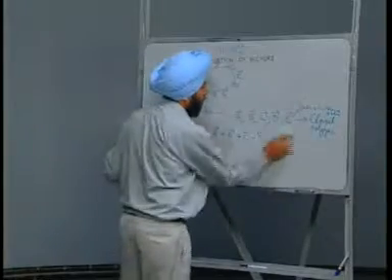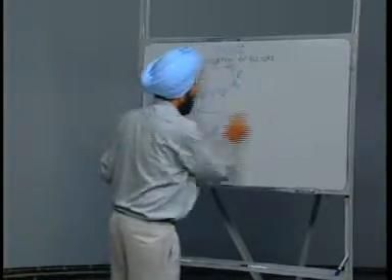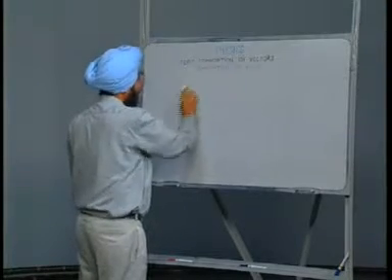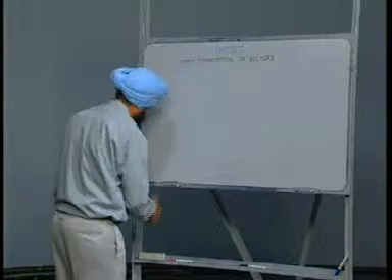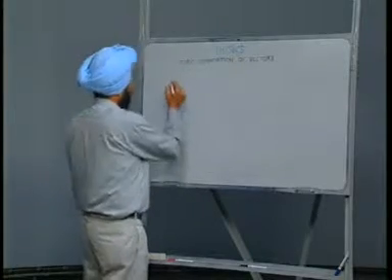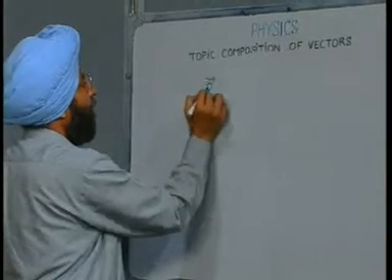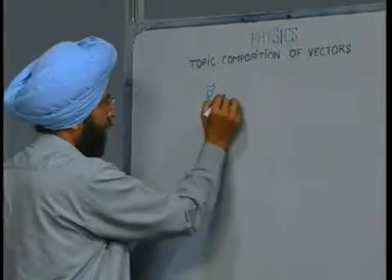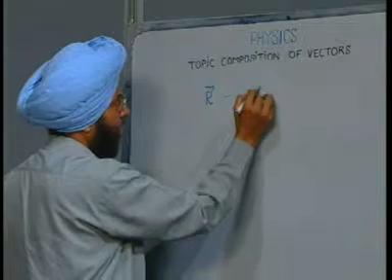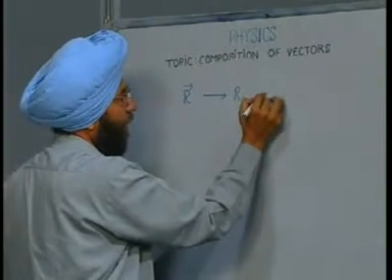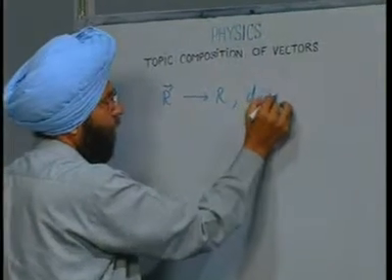Now, we are through with the statements of the laws. Now, we are to find, using these laws, the resultant. When we say we are to find the resultant, we need to know its magnitude. R is the magnitude of the resultant, and we need to know its direction.